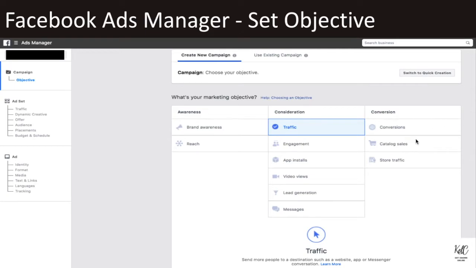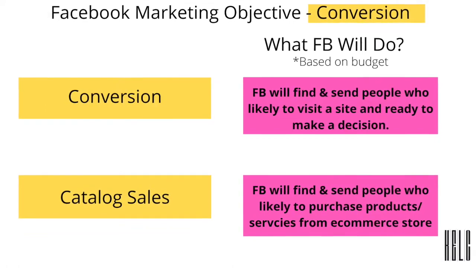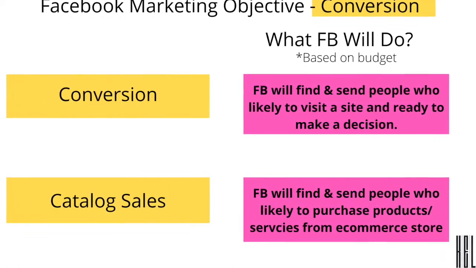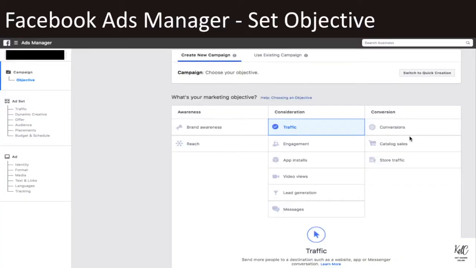And the next one will be catalog sales. Catalog sales is selling products. Whenever you see any ads that show a price and a product, those e-commerce businesses love to choose catalog sales because they can track until people make the payment and the purchase.